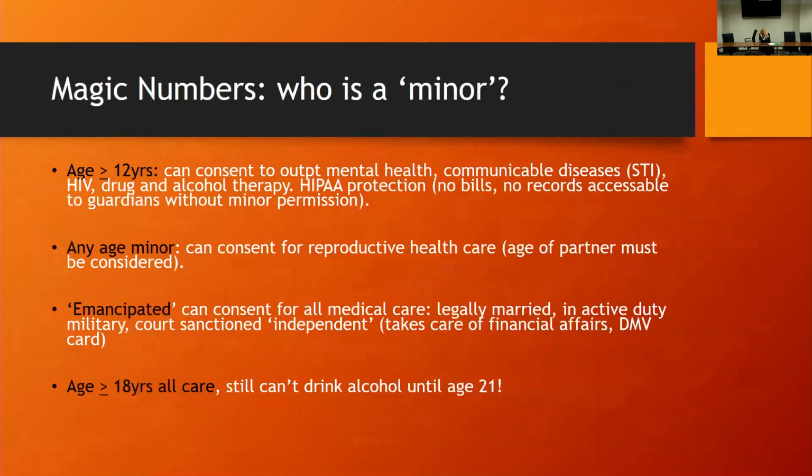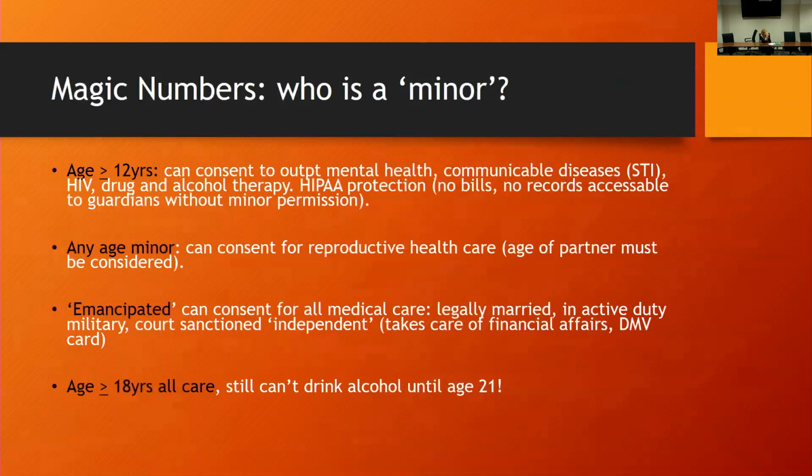An emancipated minor can consent for all their care. That is a person who is legally married, in active duty, or who can prove, because they have a DMV card or a little notice, that they have been living independently of their parents, and therefore they also sign all the forms saying they're going to take care of all the bills. And anybody over 18, of course, can sign for themselves. What were you going to say?